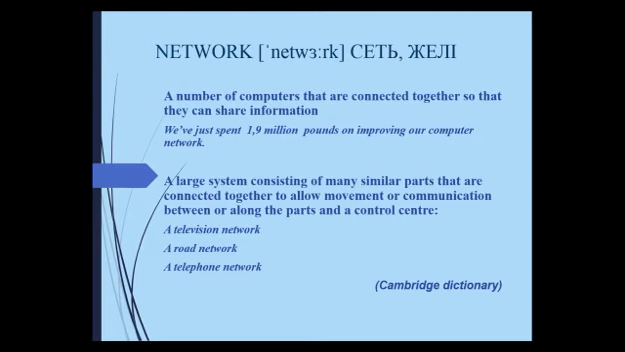The definition of network by Cambridge Dictionary is a number of computers that are connected together so that they can share information. And a large system consists of many similar parts that are connected together to allow movement or communication between or among the parts and the control center.